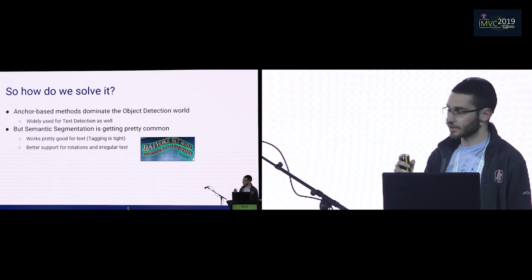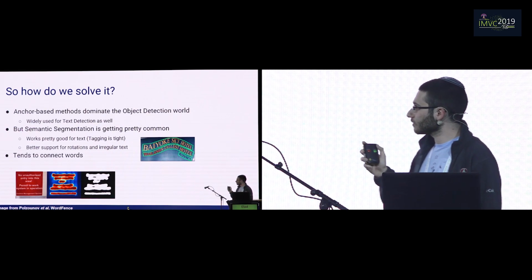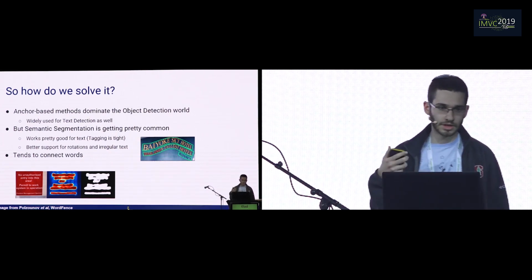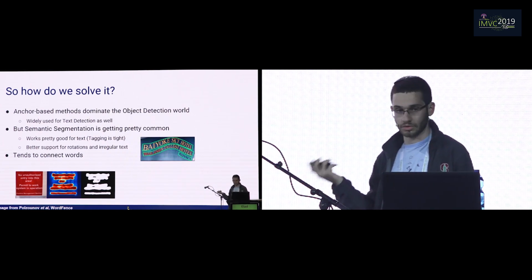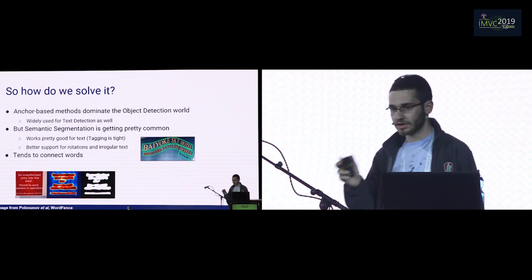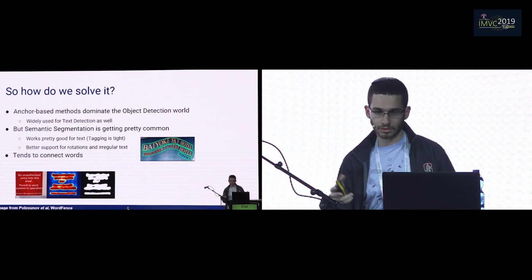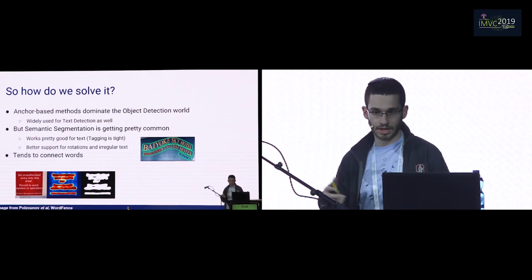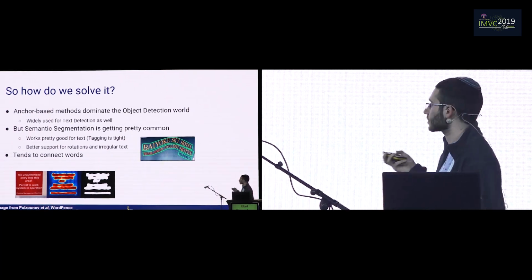One of the problems with semantic segmentation approaches, especially in text localization, is that they tend to connect words. If I have two small words close to one another, and there aren't many background pixels between them, the semantic segmentation will bleed out and connect the words. Again, this is something that is problematic for us.